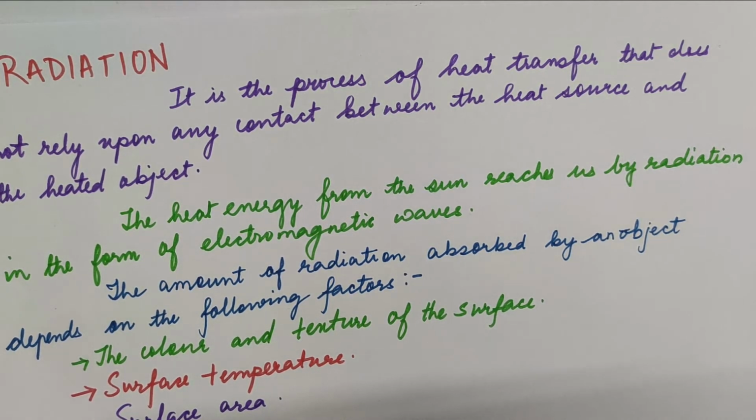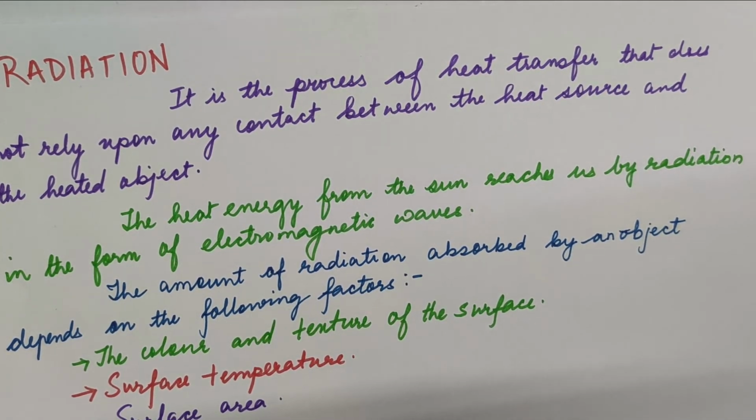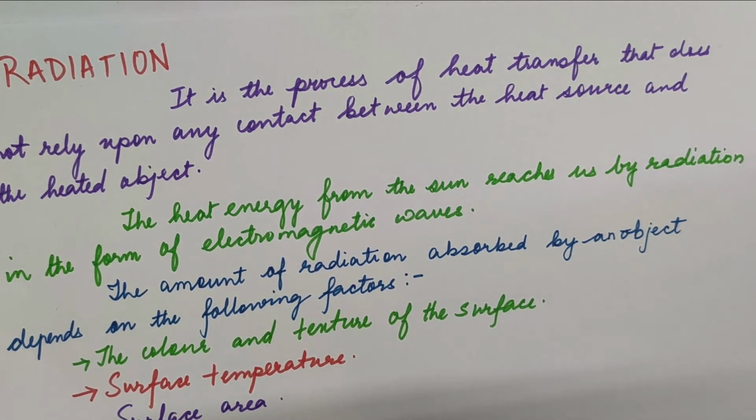Next is the surface temperature. Obviously you can understand that if the temperature of the surface is greater, then the amount of radiation emitted by it will also be greater. The sun emits more radiation than an electric lamp because the temperature of the sun is very high. Similarly, the last factor is surface area. If we have two objects of the same material and of the same mass, obviously the larger surface area will absorb more radiation.